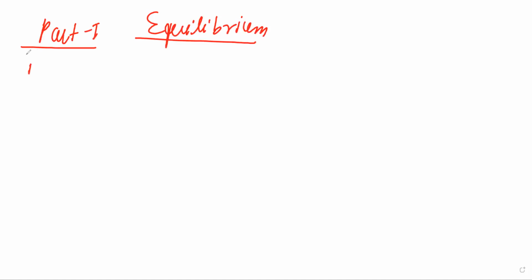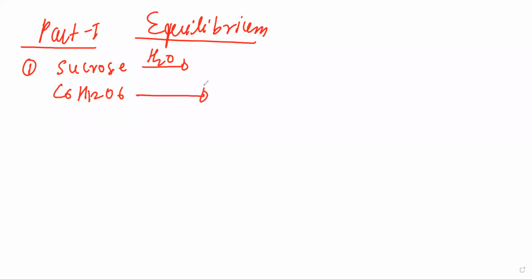So first question. Now look at the first question. It is hydrolysis of sucrose. It is talking about sucrose hydrolysis. When sucrose reacts with water, the general formula is C6H12O6. It reacts with water to give glucose and fructose. This is for fructose, so sucrose will be double of this one.